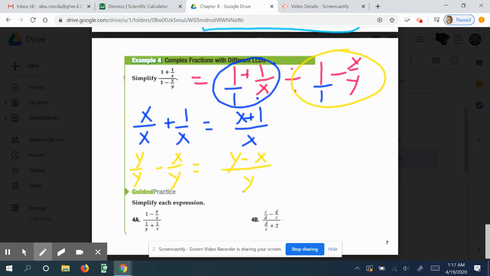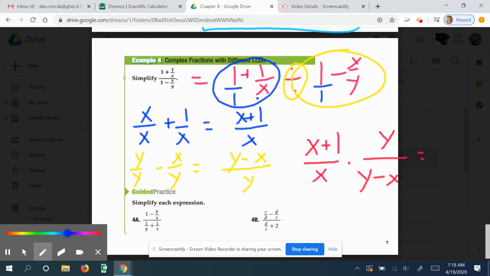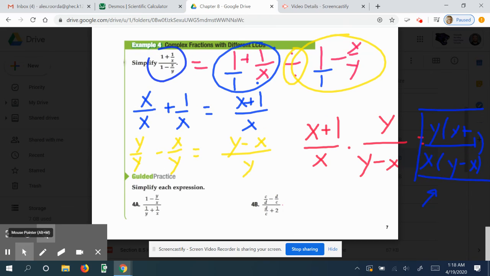And so what we can do is, since it's a division problem, we're going to multiply by the reciprocal. So we're going to say x plus 1 over x times y over y minus x, right? And so our final answer is just y times x plus 1, all over x times y minus x. That's our final answer. And again, we go from something that looks like this to something that looks like this. All right?